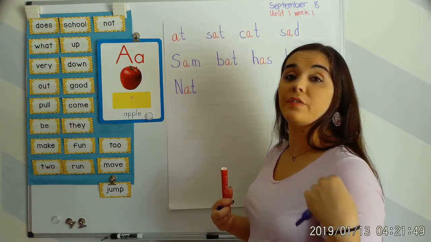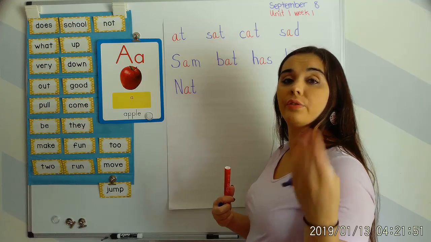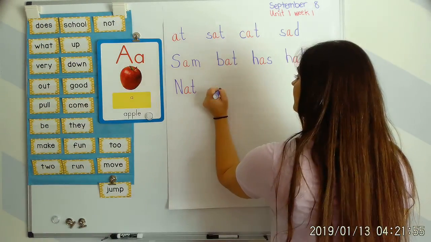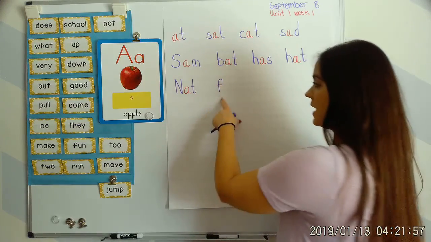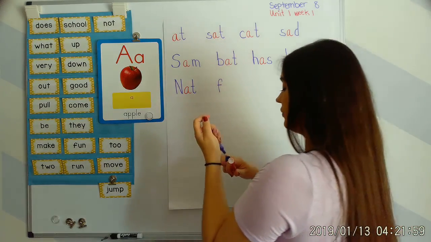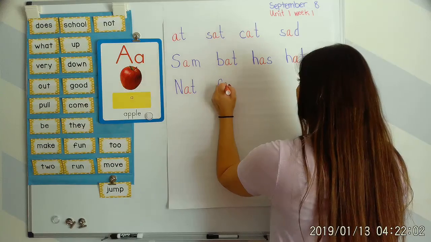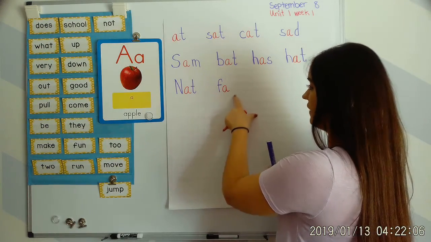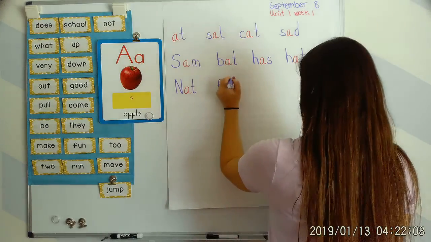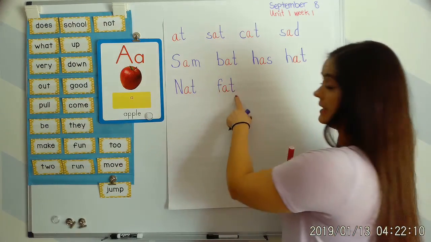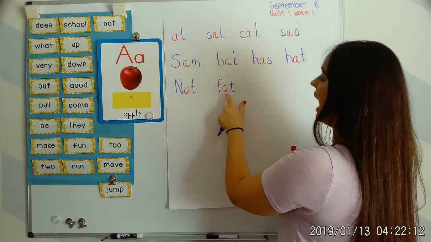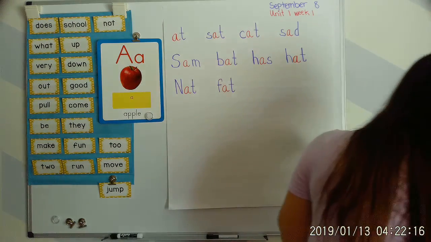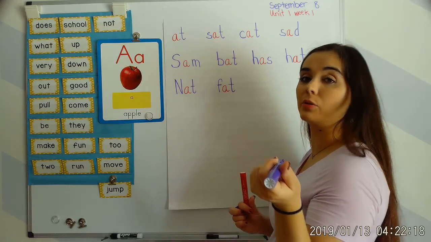So next word, fat. Your turn. Fat. So that F says f, and that A says a. And then T says t. Fat. Next word, lap. Your turn.